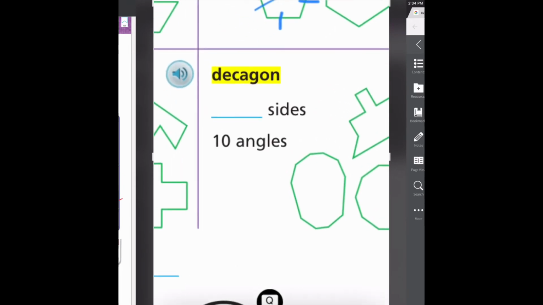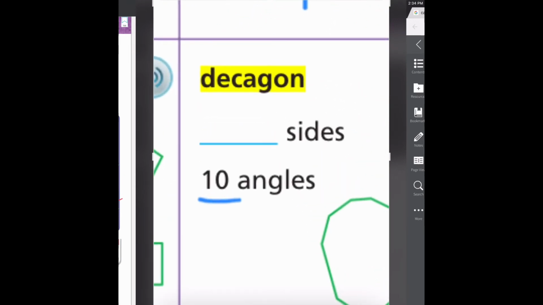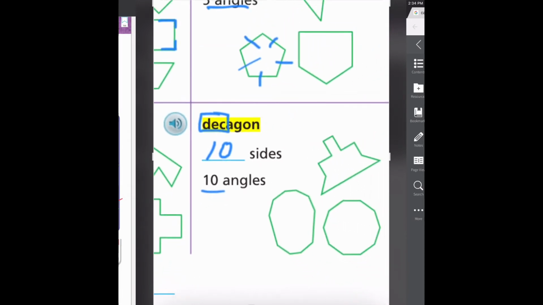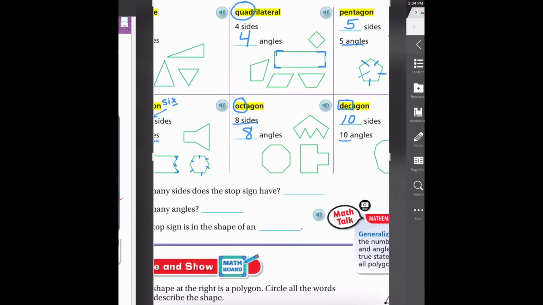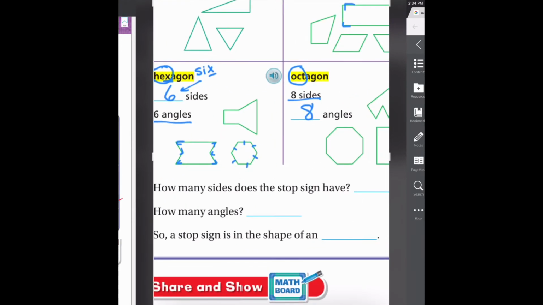And finally, decagon. If it says it has 10 angles, we know it has 10 sides. And dec means 10. So if you're a decade old, which you will be rather soon, that means you are 10 years old. Dec means 10. Decagon, 10 sides. So, how many sides does the stop sign have?